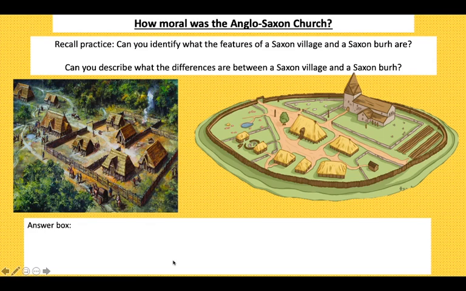First, I want to go through some recall practice with you from last week's lesson, and I would like you to identify what the features of a Saxon village and a Saxon burr are. Just in case you need to remind yourselves, on the left here we have a Saxon village, and on the right we have a Saxon burr. Then I would like you to describe what the differences are between a Saxon village and a Saxon burr.